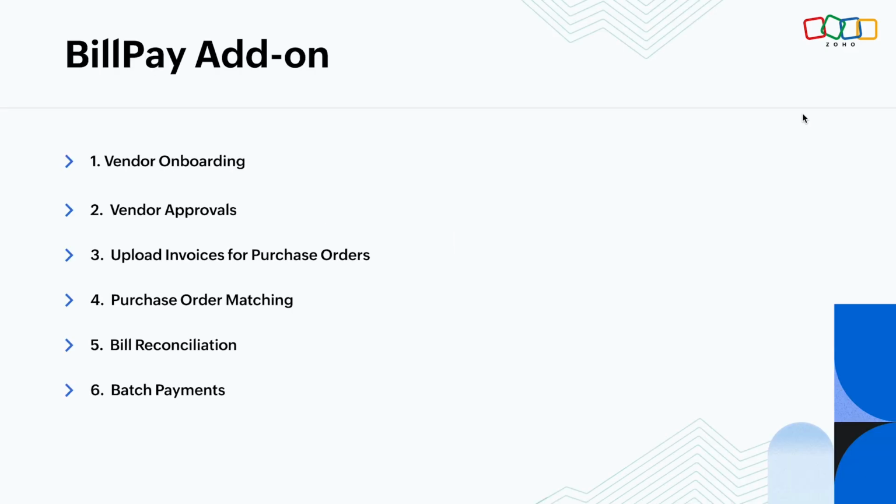The very first and important feature in the BillPay add-on is vendor onboarding. This feature is available within the BillPay add-on in Zoho Books. Using it, you can invite vendors via their email address. They will receive an invitation email containing a portal link. The vendor can then sign up for the portal using that email and provide the necessary details.